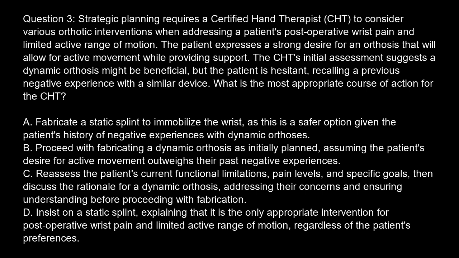Reassess the patient's current functional limitations, pain levels, and specific goals, then discuss the rationale for a dynamic orthosis, addressing their concerns and ensuring understanding before proceeding with fabrication. Option D. Insist on a static splint, explaining that it is the only appropriate intervention for postoperative wrist pain and limited active range of motion, regardless of the patient's preferences.